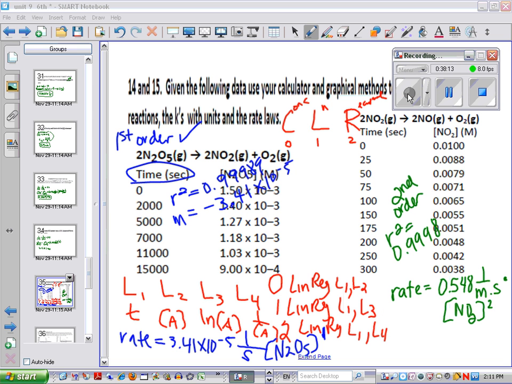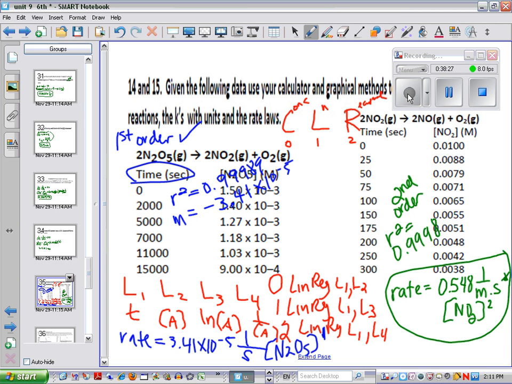So for this reaction, our final ended up being a second order reaction with a rate constant of 0.548 1 over molarity times seconds, times the concentration of NO2 raised to the second. That is your rate law. The end.